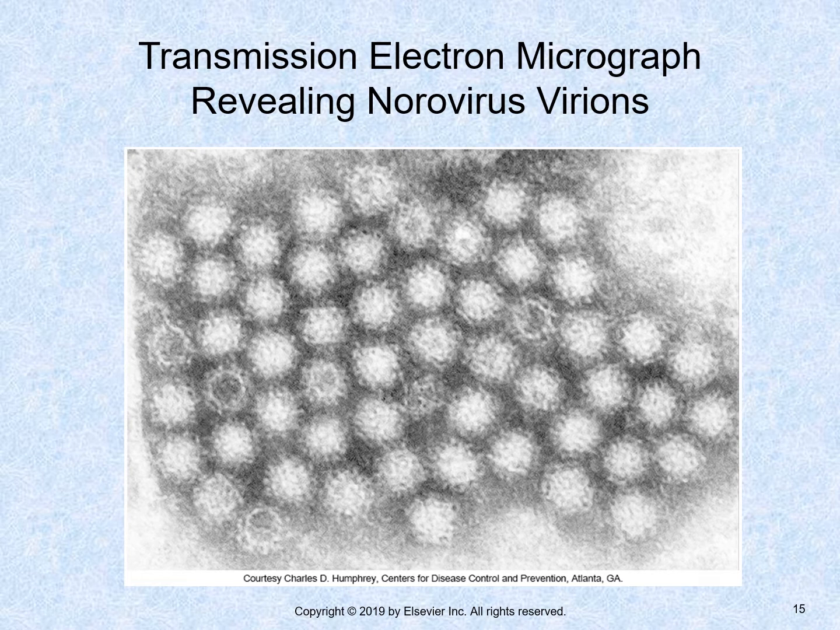This is a micrograph of norovirus virions. So remember, norovirus is a non-enveloped virus having the shape of an icosahedral capsid, so it has a more spherical shape.